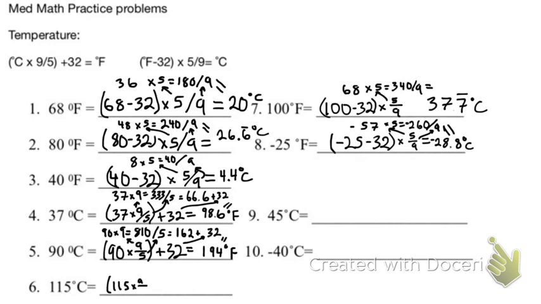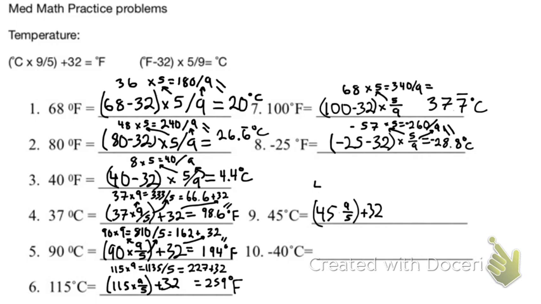6. I take 115, plug it into my Celsius to Fahrenheit equation. 115 times 9 is 1135, divided by 5 is 227, plus 32 is 259 degrees Fahrenheit. 45 times 9/5. 45 times 9 is 405, divided by 5 is 81, plus 32, 113 Fahrenheit.